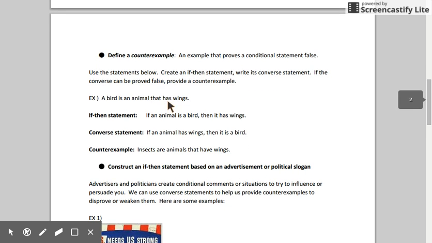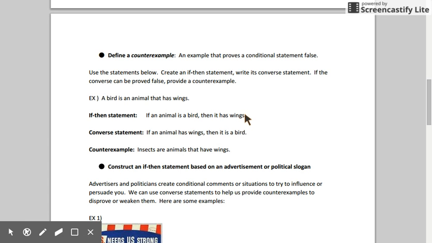A bird is an animal that has wings. Let's create the if-then statement. A bird is an animal. That's the condition or the hypothesis. The conclusion is that it has wings. So if an animal is a bird, then it has wings. Let's flip that hypothesis and conclusion. If an animal has wings, then it is a bird.